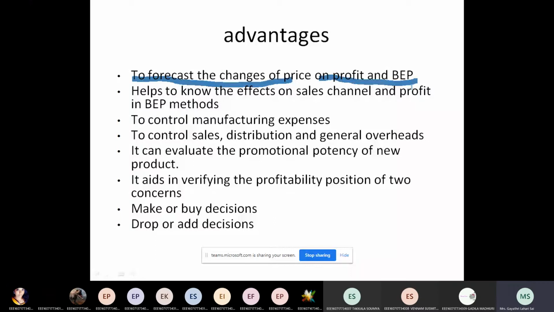The fourth point is to control sales, distribution and general overhead. Sales and distribution includes advertising and commercialization. So now you can know where to spend.